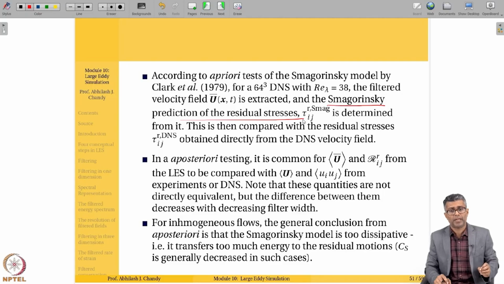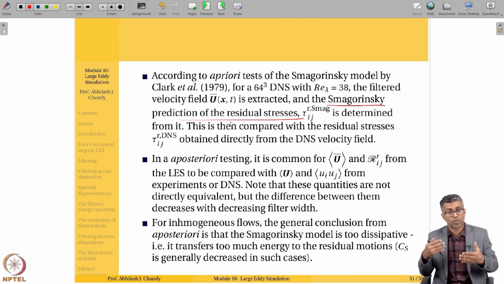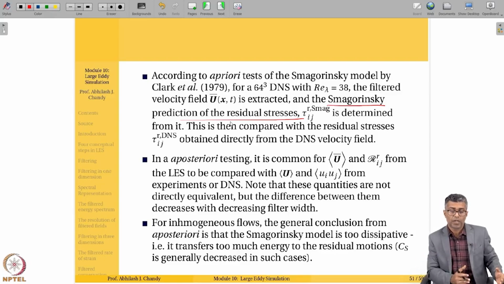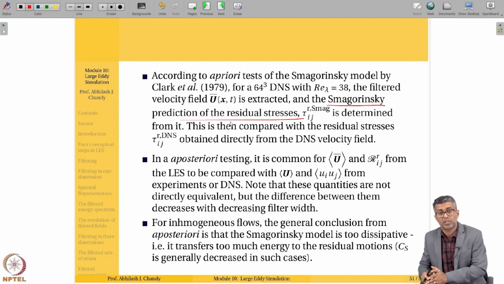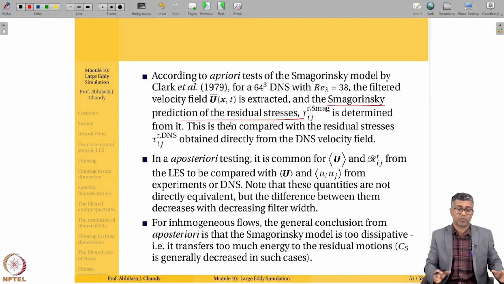They then compared it with the residual stresses of the DNS field. So they took the filtered velocity and based on the Smagorinsky model calculated the residual stresses. So l_S squared, C_S times delta, that squared multiplied by S bar, and they get the residual stress tensor. That is based on the Smagorinsky model. You can also calculate the residual stresses directly from DNS data, and they compared the two to see how good is the Smagorinsky model. That is a priori testing.